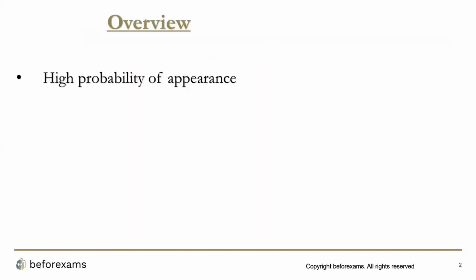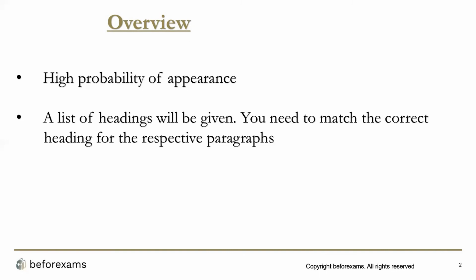Now, these kinds of questions, as I said, have a high probability of appearance. It will be around 60 to 70% probability that you'll be seeing these kinds of questions in your exam. In these types of questions, a list of headings will be given. What you have to do is match the correct heading with the respective paragraph. So, for example, if there are 5 paragraphs, then there will be around 6 or 7 headings. Let's say you are working on the second heading. You need to find which paragraph this heading is for. Let's suppose it is for the third paragraph. The paragraphs will be in alphabetical order, A, B, C, D, E, so you will just write that this heading is for paragraph C.